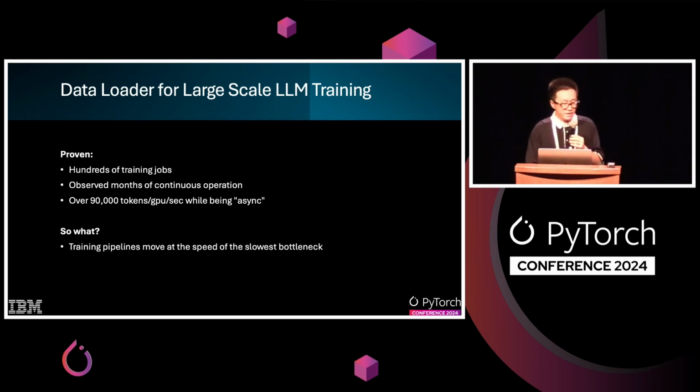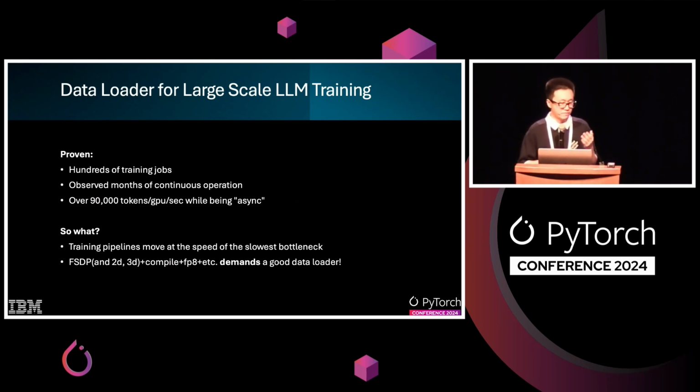With all of this in mind, we built our data loader, which we have been running for a few months on hundreds of small and large jobs. We have observed very stable throughput numbers, and the whole data loader is async and non-blocking. So the training is not blocked by the data loader at all, as everything is async.